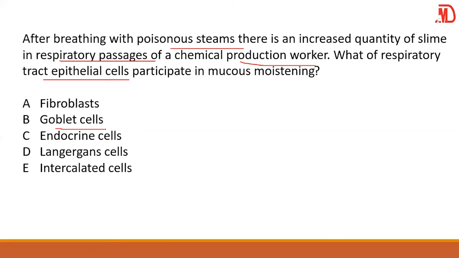So, of course, in this particular patient, poisonous substances are coming into the nose. So, to destroy them or to stop them or to protect the mucosal lining, the goblet cells begin to produce what? Mucus. So, here you are thinking of what? Goblet cells.